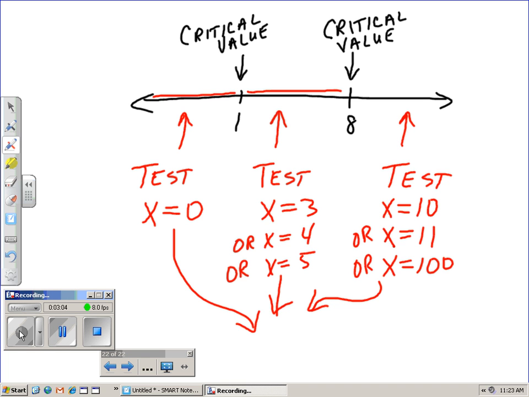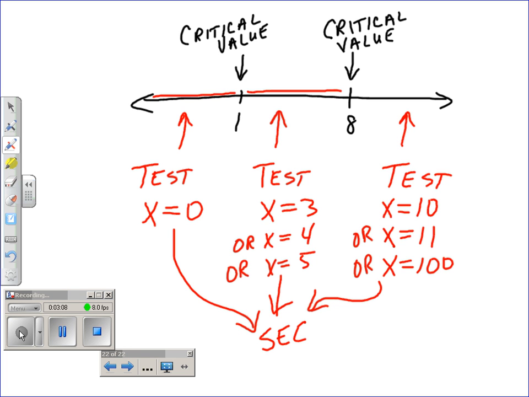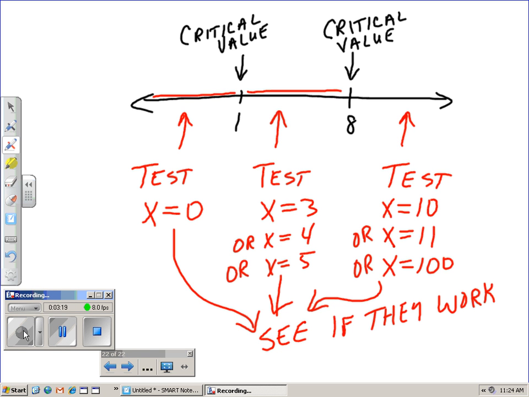Now, what do we do with those numbers we pick? We plug them back into the original equation and see if they work. We see if they are solutions. All right, so that's what's coming.